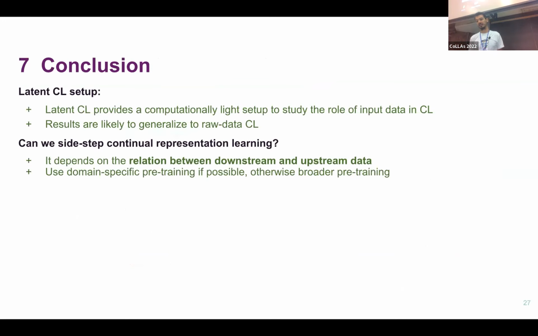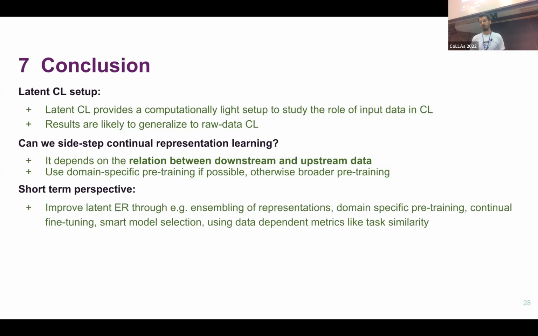Regarding the question of whether we can sidestep continual representation learning, it really depends on the relationship between your downstream and upstream data. If you already have a good feature extractor, then maybe yes, because you can just train a metric-based classifier, which will have no forgetting by design, so to say. In the short term, we can further improve the performance of the latent ER baseline by, for example, ensembling representations, doing domain-specific pre-training if possible, or using data-dependent metrics like task similarity for improving our algorithms.